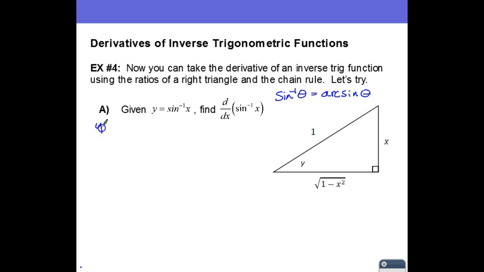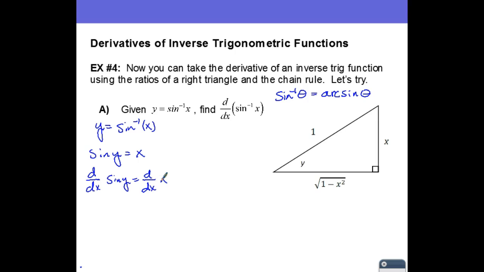So since y is equal to the inverse sine of x, that means that the sine of y is equal to x. Now if I differentiate both sides with respect to x, we get d/dx of sine of y equals d/dx of x.